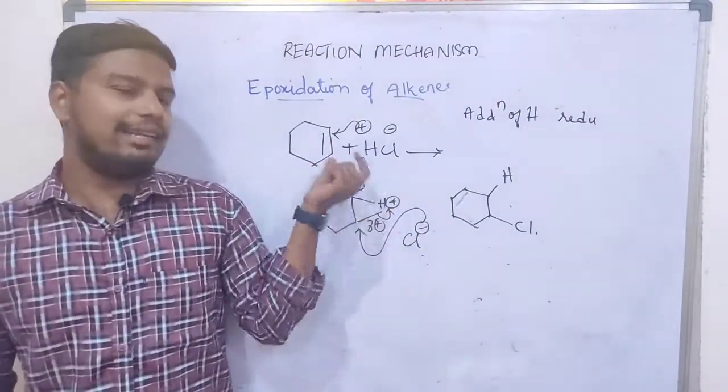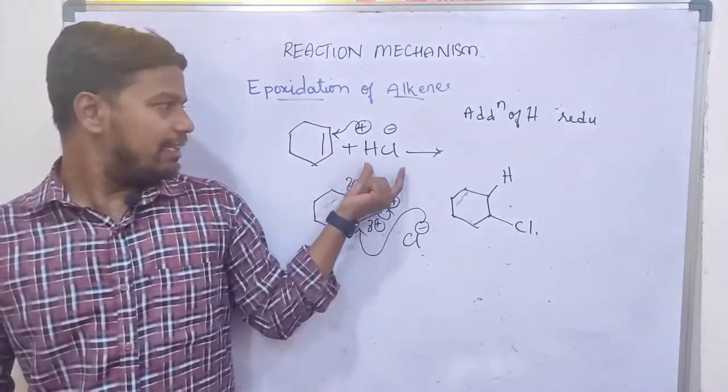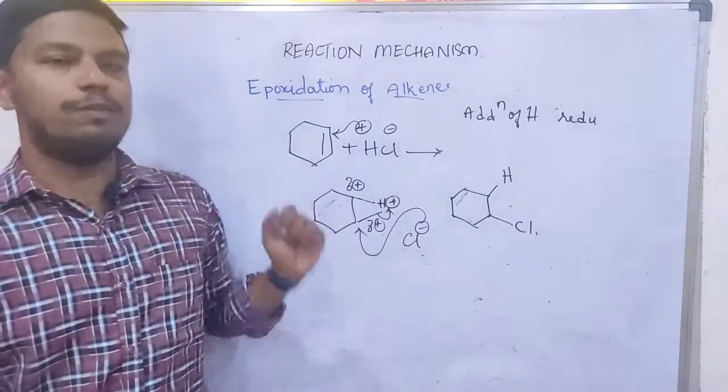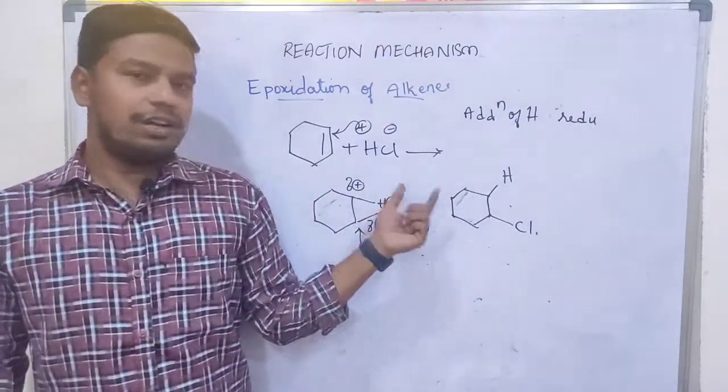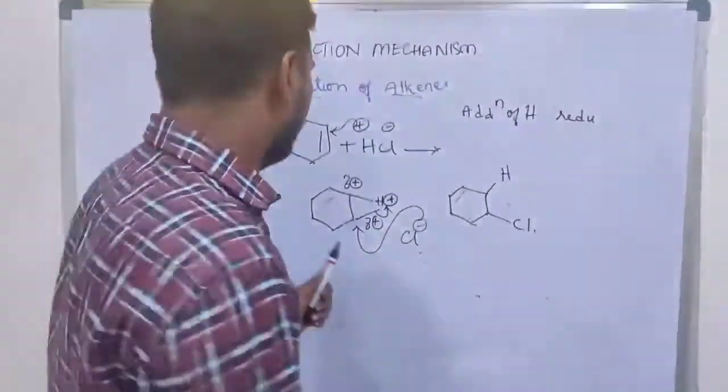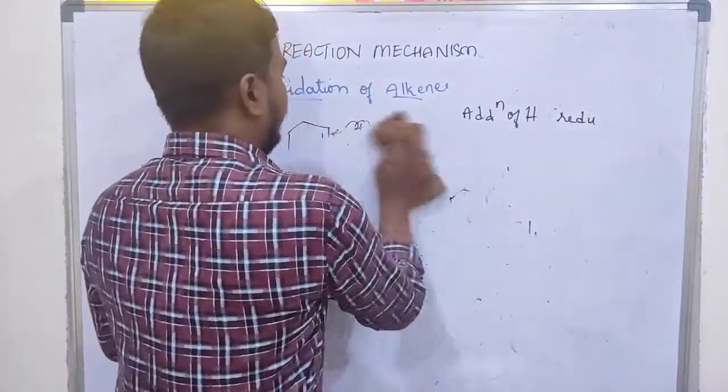So HCl is acting as a reducing agent here. Why? This HCl is reducing this particular species. So this is the addition of HCl to the double bonds, how it is going to happen. So one more example I want to take.